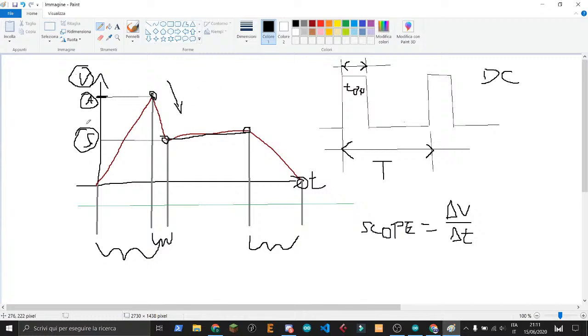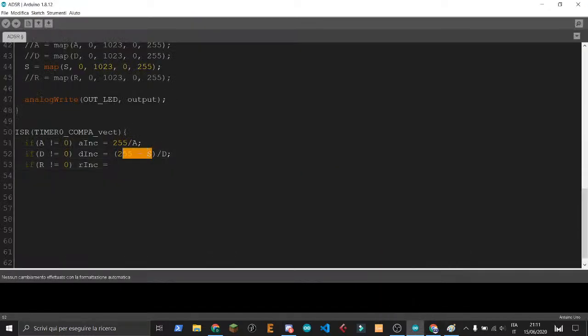So let me see. I don't remember a lot of things actually. So we need to change up the thing here. S minus 255, and here we can just say minus S divided by R, because this is the slope of here. It's basically 0 minus S, but yeah, 0 minus S is minus S.